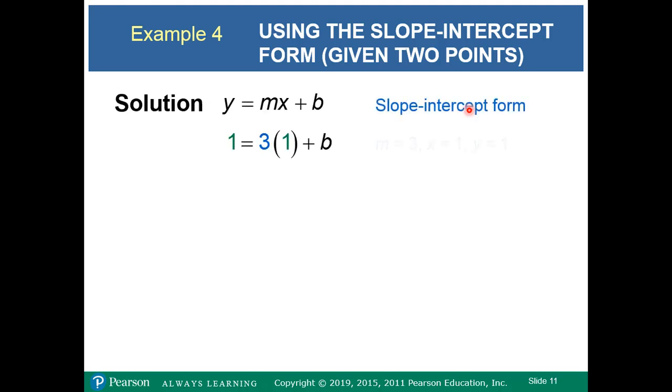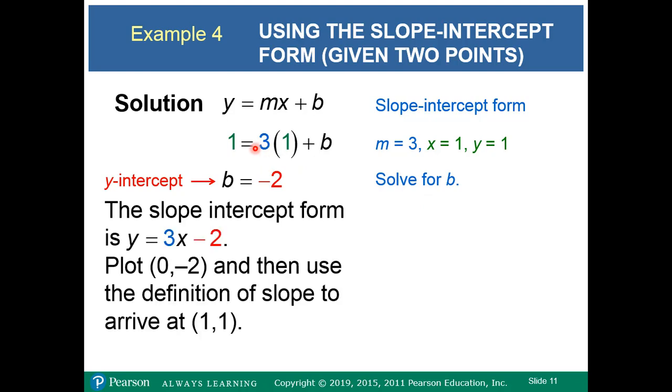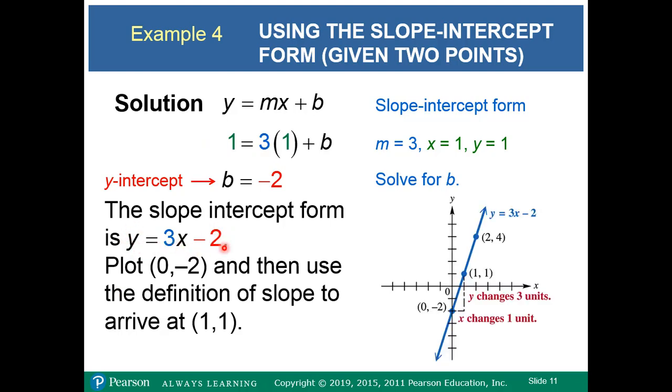Okay, so the slope is 3, and we're going to plug in 1 and 1. So all we do is just solve for b, and we get b is equal to negative 2. And there we go. So the y-intercept is negative 2 and the slope is 3. Okay? Now we know that it's y equals 3x minus 2, and we can now graph the equation, or graph the function.